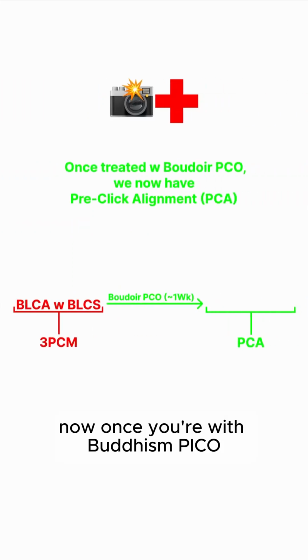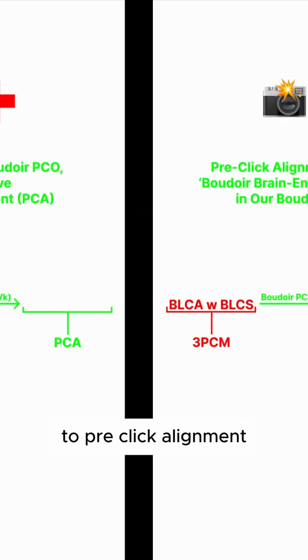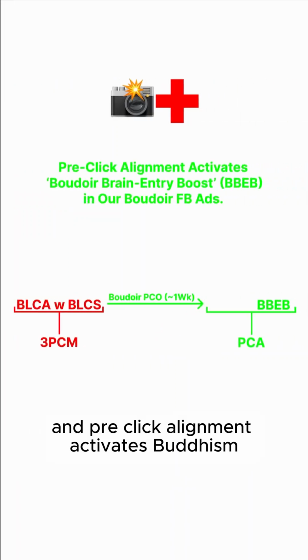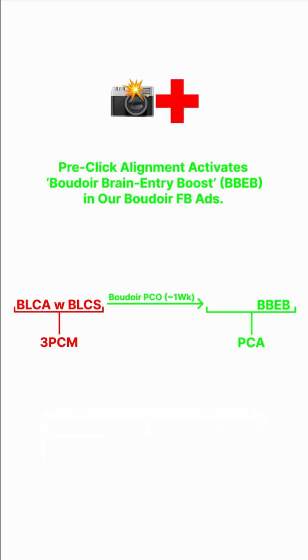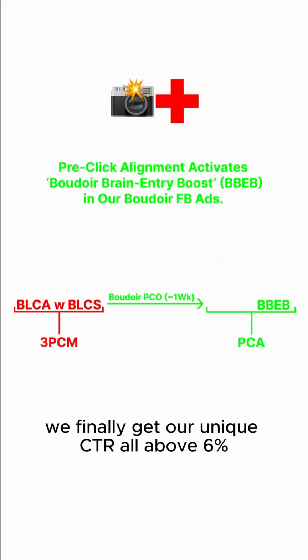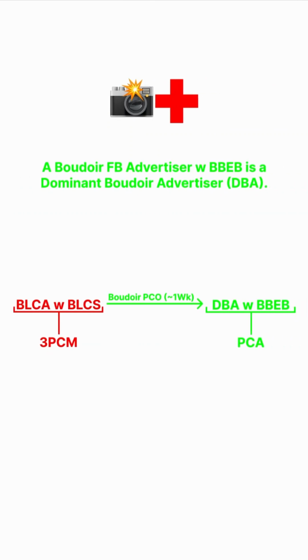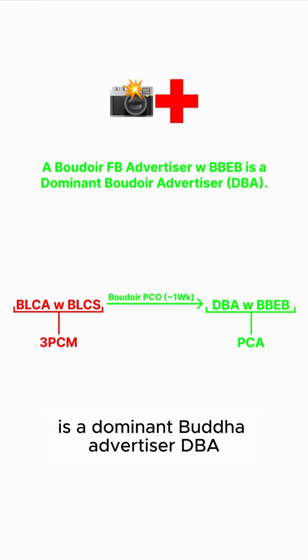Now, once treated with Boudoir Pico, we now have pre-click alignment, PCA. So we go from the 3 pre-click mistakes to pre-click alignment. And pre-click alignment activates Boudoir brain entry boost in our Boudoir Facebook ads. So that's basically saying we finally get our unique CTR above 6%. We also know that a Boudoir Facebook advertiser with Boudoir brain entry boost is a dominant Boudoir advertiser, a DBA.